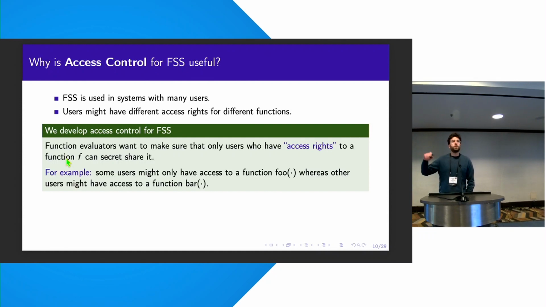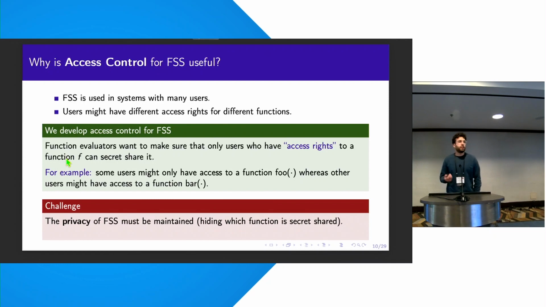So for example, some users might have access to a function foo, whereas other users might have access to a function bar. And the evaluators cannot distinguish between shares of foo and shares of bar. This makes it challenging to apply access control, because the evaluators themselves do not know what function they have secret shares of. And so in some sense, this is in fundamental conflict with access control.